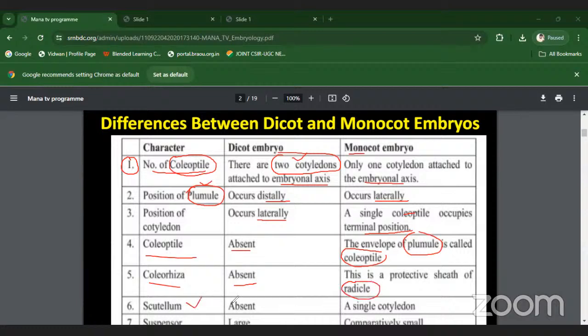The scutellum is absent in dicot; the single cotyledon in monocots is considered the scutellum. Suspensor is present in both dicot and monocot, but in dicot embryo a large suspensor is present. In monocot the suspensor is small in structure compared with the dicot suspensor. So this is the small introduction about dicot and monocot embryos.